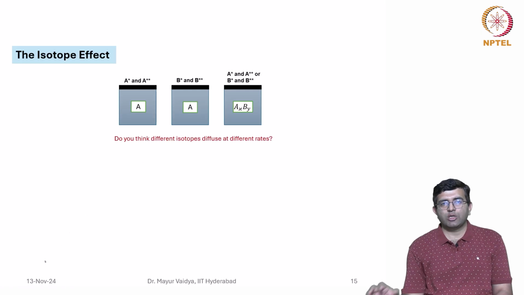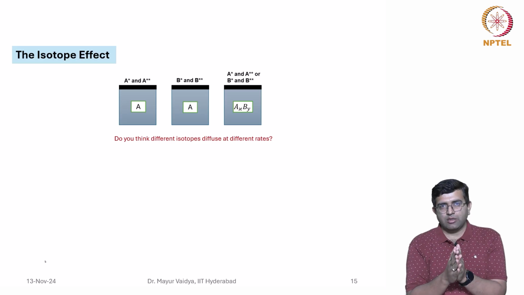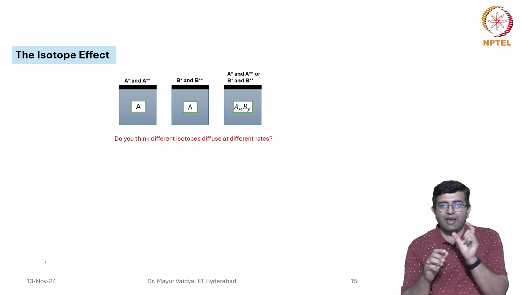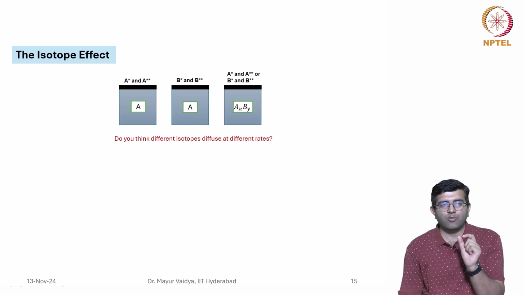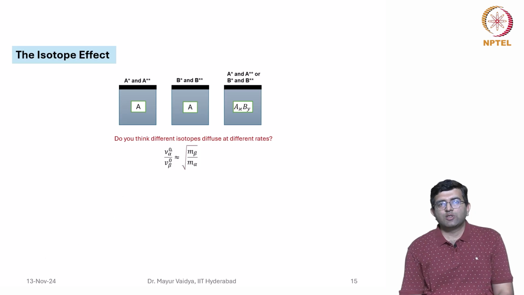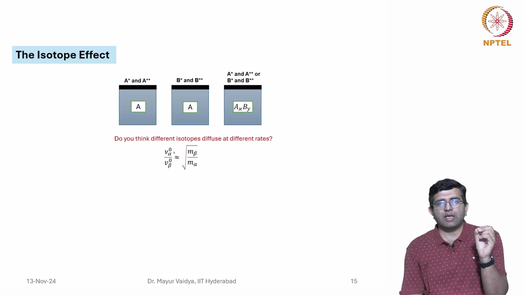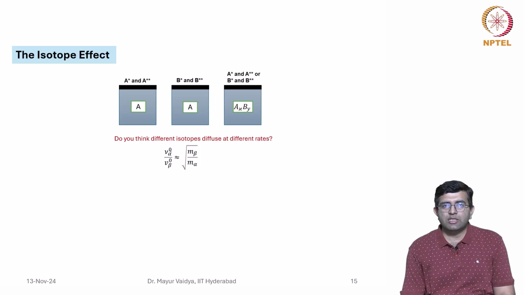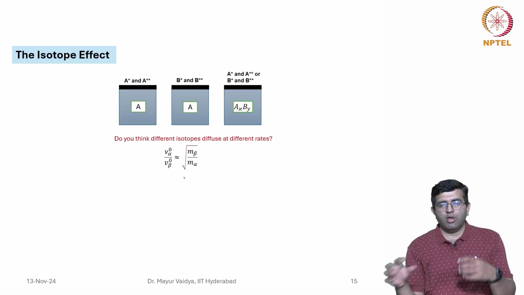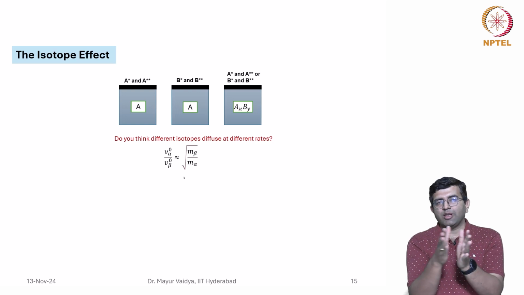So the question is, do you think that different isotopes will diffuse at different rates? The answer is yes, different isotopes will diffuse at different rates, and the answer lies in one of the factors that we saw when we were discussing the atomic mechanisms, which is this frequency. If you remember the expression, D0 has a component of nu naught, and this nu naught, which is the atomic vibration frequency, is inversely proportional to the mass. So a heavier isotope will move with a lesser frequency, a lighter isotope will move with a higher frequency.